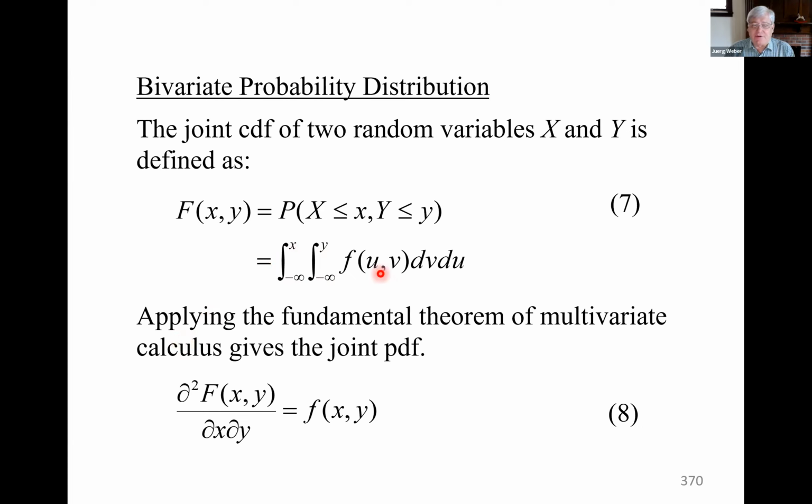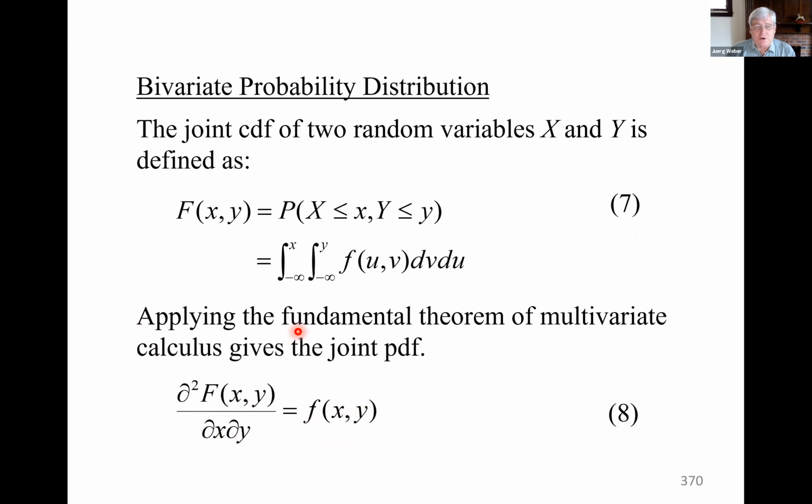Now here, I do not write x and y again because it would be confusing. You see, he has a lot of x and y's. So it's actually common then to rename the variables u and v. But the first one actually stands for the integration along the x-axis, and the second one stands for the integration along the y-axis. And then you can apply the fundamental theorem of multivariate calculus. You just do this cross derivative, this partial cross derivative, and you get then the joint PDF.